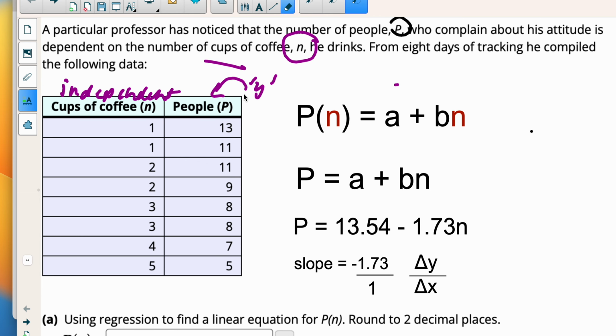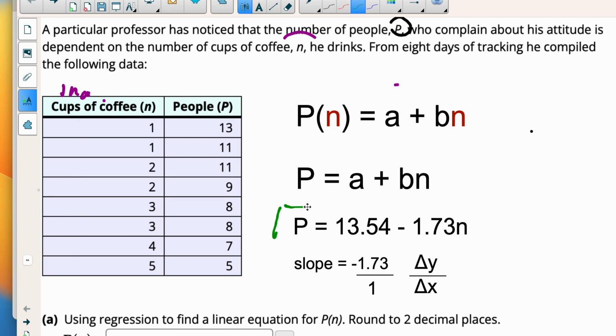So we have down here my estimate line. P equals 13.54 minus 1.73n. So that is my formula for the number of people that complain. This is my y-intercept. This is my slope, okay?